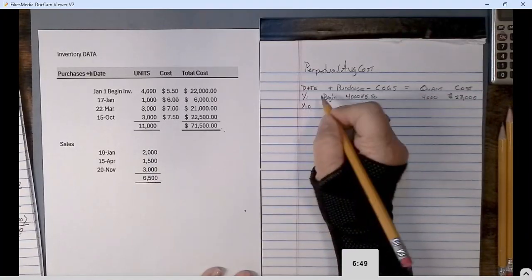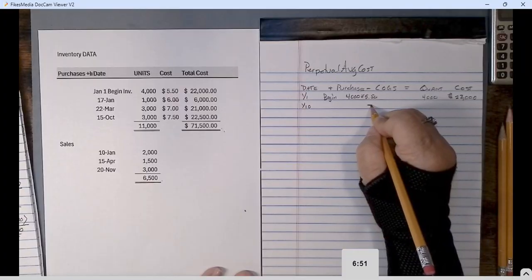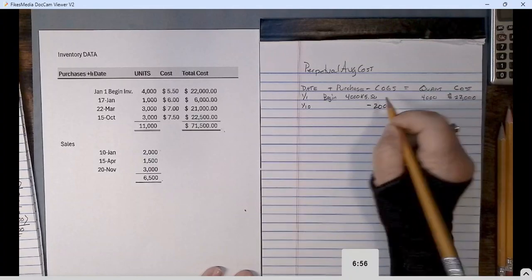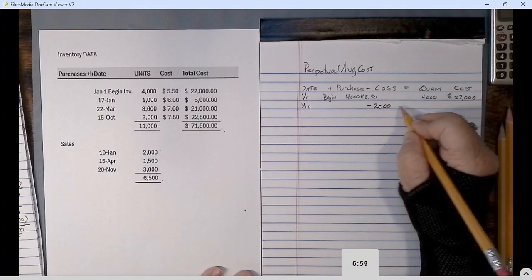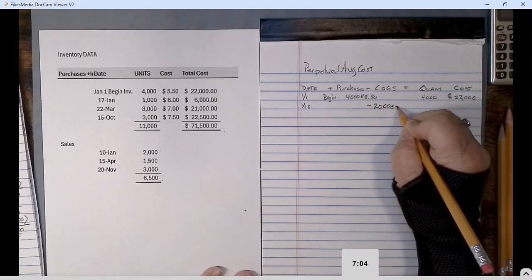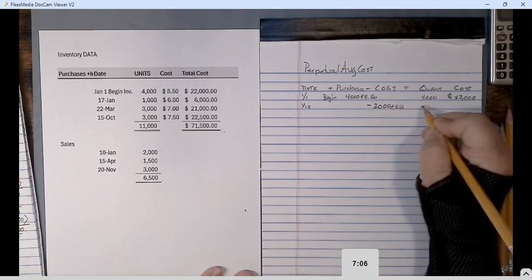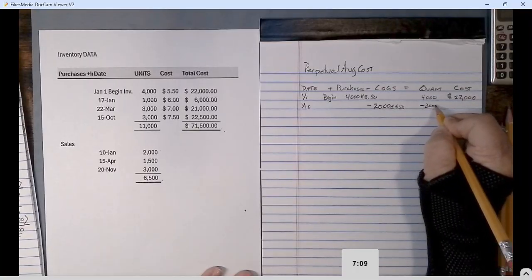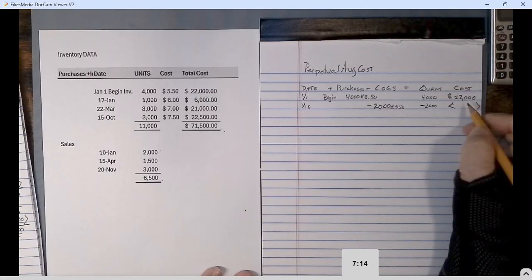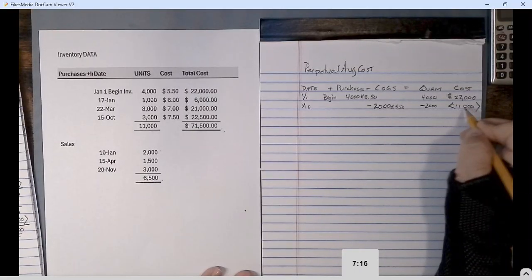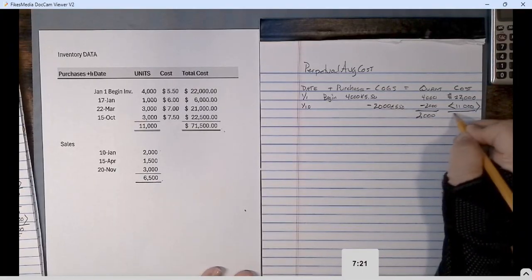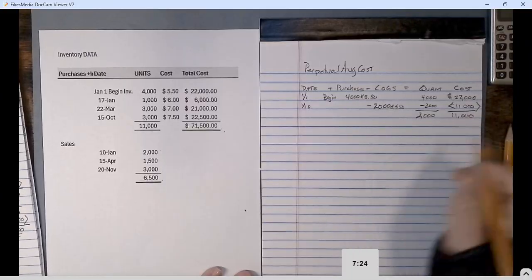On 1-10, I sold 2,000. And I sold those at $5.50. I'm going to put brackets around here to indicate that I sold something. Okay, so I have 2,000 left in inventory, and they are at 11,000.